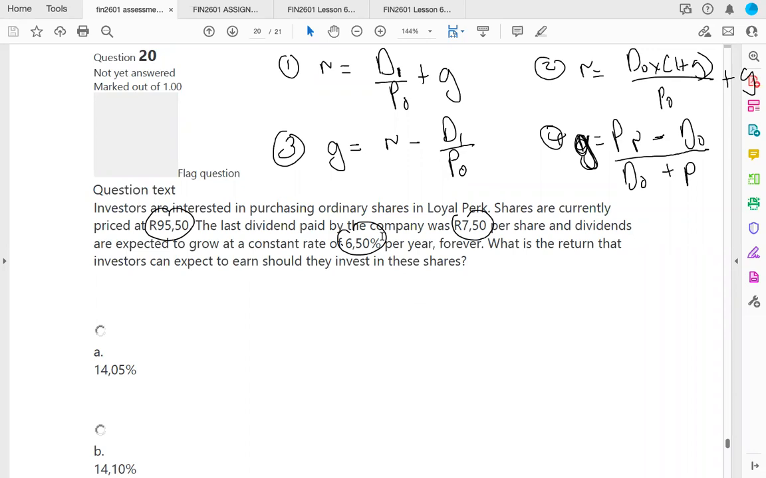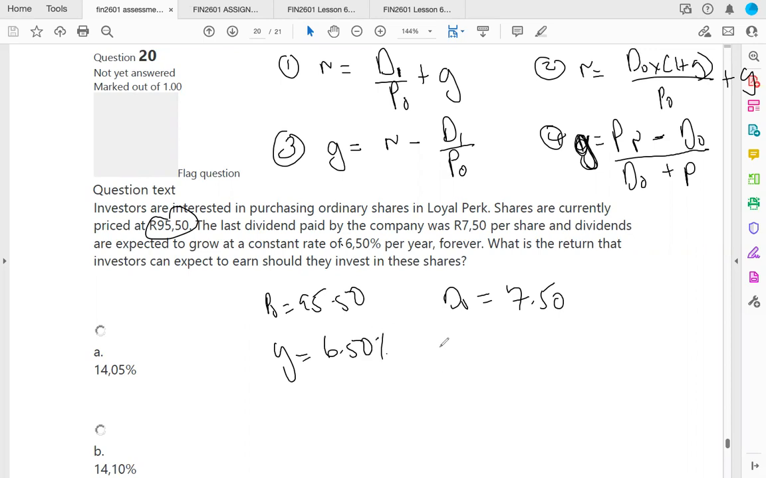So for this particular question, let's see what we actually need to know here. We've been told that investors are interested in purchasing ordinary shares in Loyal Pack. The shares are currently priced at 95.50 Rand. The last dividend paid by the company was 7.50 Rand, and dividends are expected to grow at a constant rate of 6.5% per year forever. So that's the constant growth rate. What is the return that investors can expect if they invest in this share?